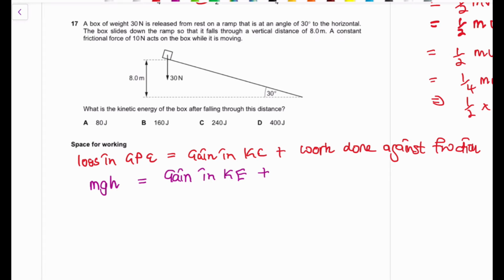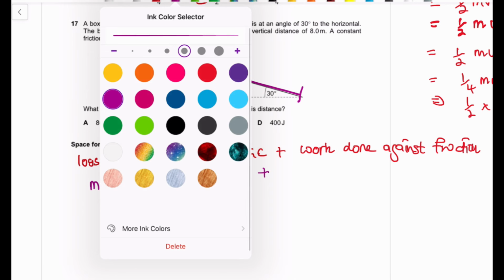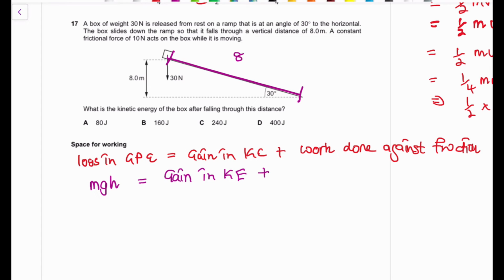So we have a particular distance. We are moving from here all the way down to this point, from that point to that point. In this case, that's the hypotenuse. So it's going to be 8 over sine 30. This distance is going to be 8 because it's the hypotenuse, so it's opposite over the angle, 8 over sine 30, and that's basically going to be equivalent to 16.